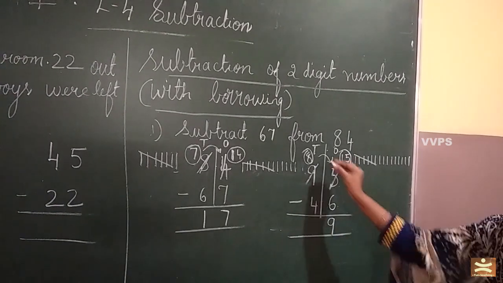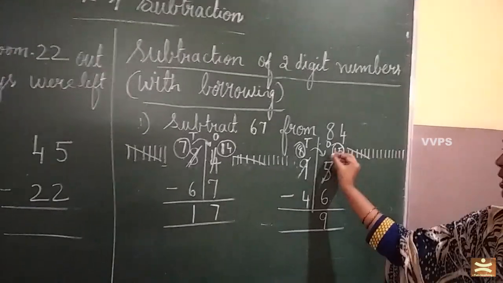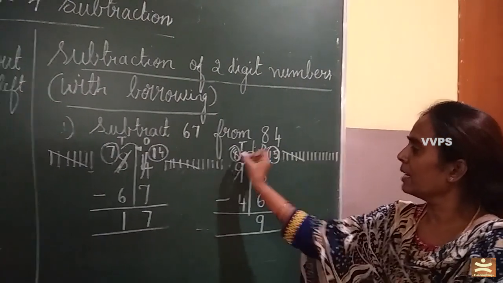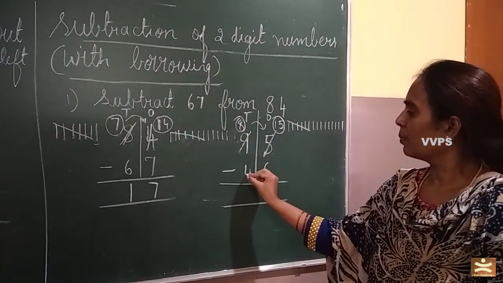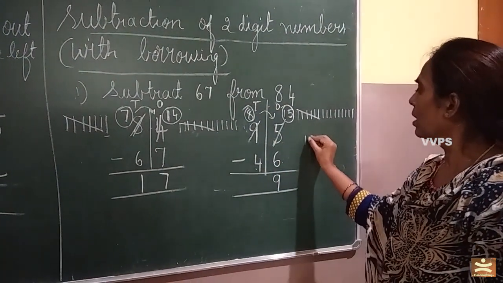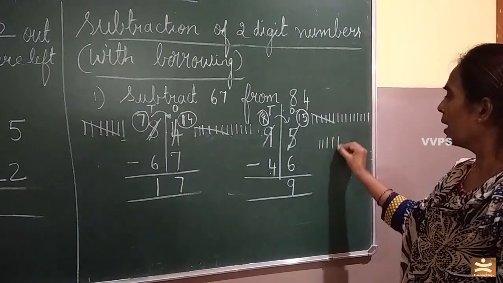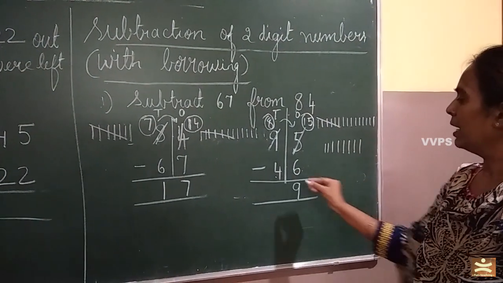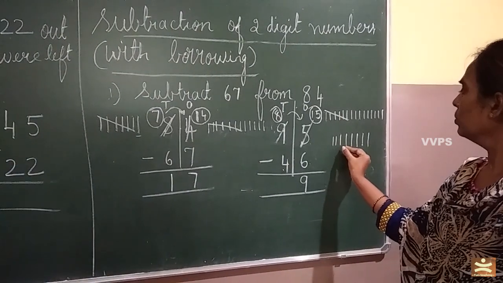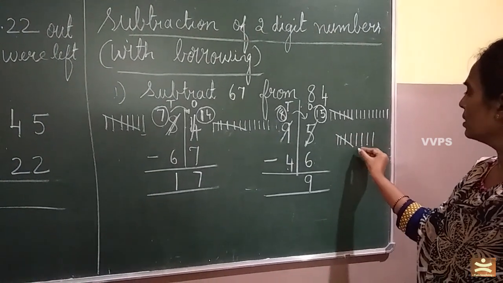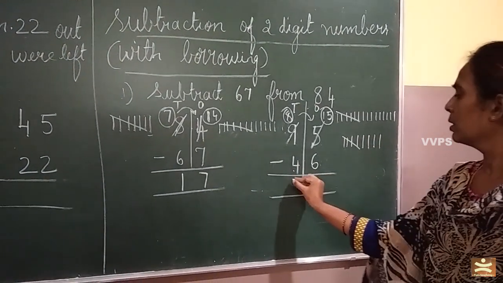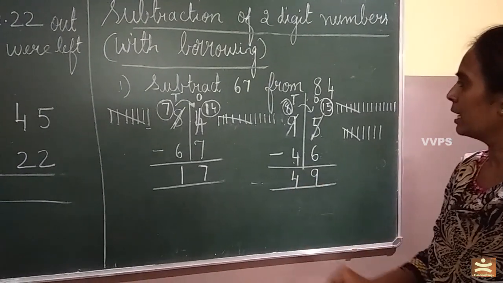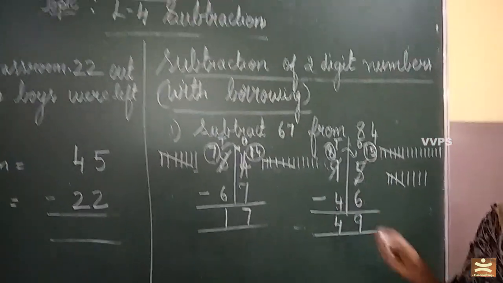Okay children. Now in the tens place we have already given 1. So here, how much is there? 8. So from 8 you have to subtract 4. So draw 8 lines. 1, 2, 3, 4, 5, 6, 7, 8. From 8 you have to subtract 4. 1, 2, 3, 4. 4 means 1, 2, 3, 4. So that is the answer, 49. Have you understood this, children, with borrowing?